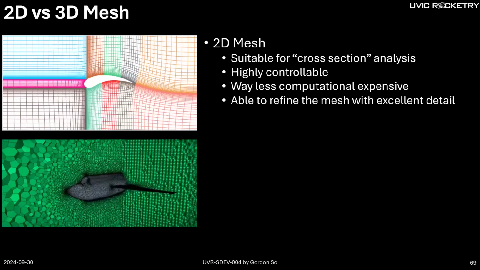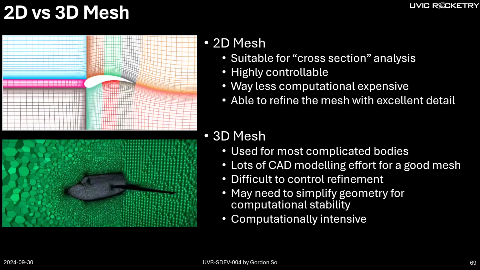So a 2D mesh is good for cross-section analysis. Of course, when you search 2D mesh, the first thing that comes up must be an aerofoil, because that's a perfect application. It's really controllable because you're controlling with edges. And you can spend way less time to make a really good mesh. You can pay attention to really small details just because it's a 2D mesh. It's way easier, and it's of course way less computationally expensive because you're dealing with a 2D problem, not a 3D problem.